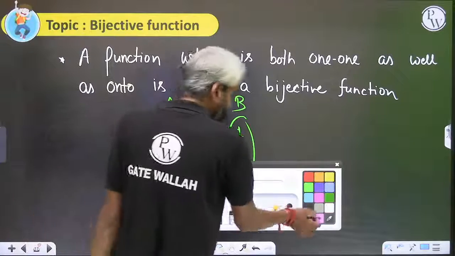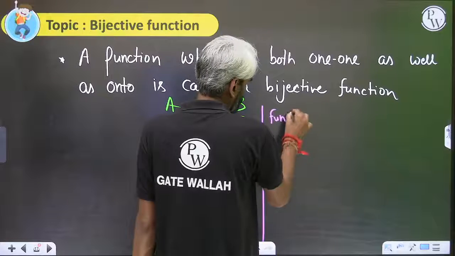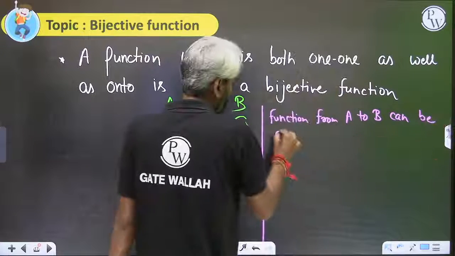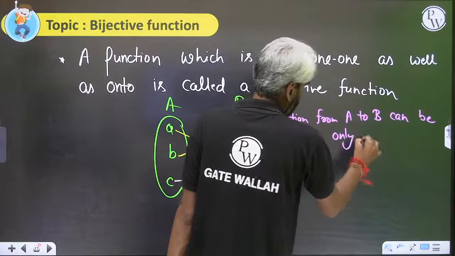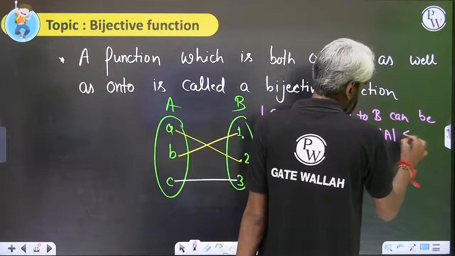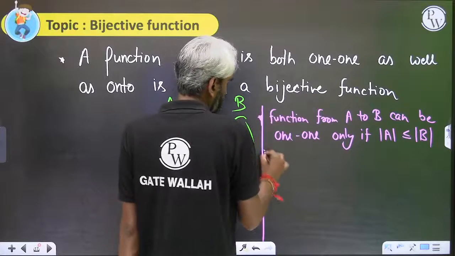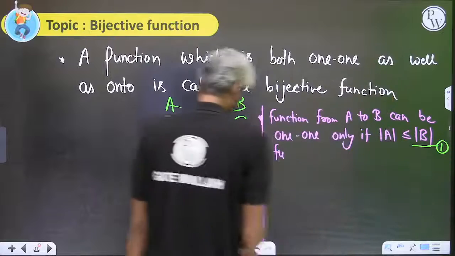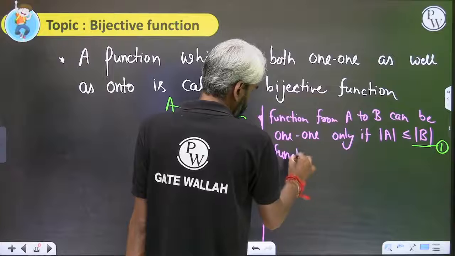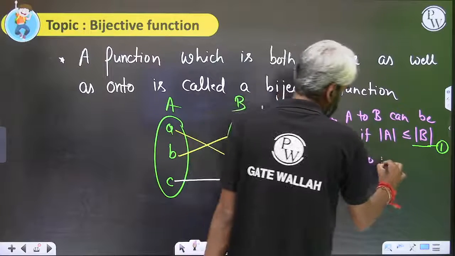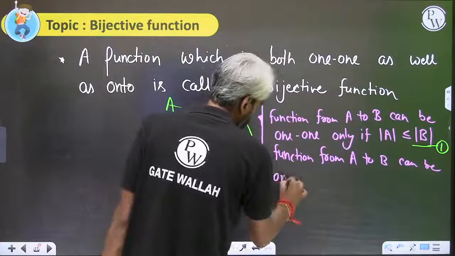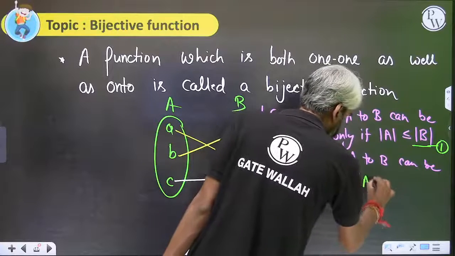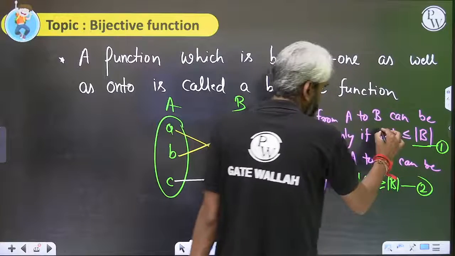So it is quite evident from the case that a function from A to B can be one-one only if the cardinality of set A is less than or equal to the cardinality of B. So this is your equation 1. Now, a second function from A to B can be onto only if mod A is greater than or equal to mod B. Your case 1.